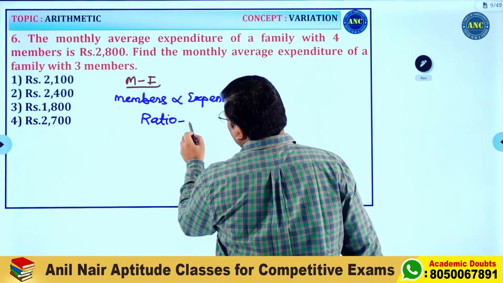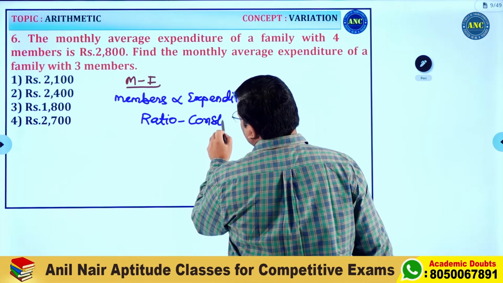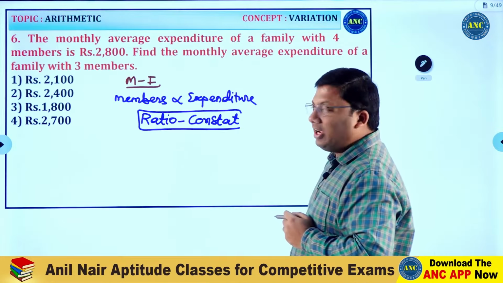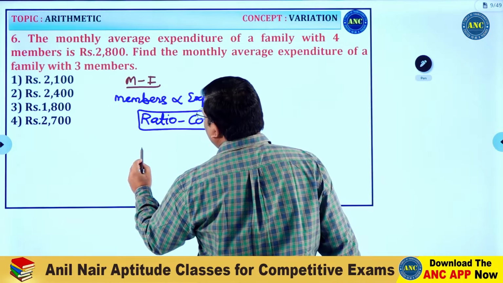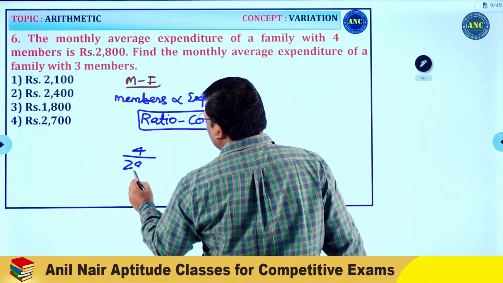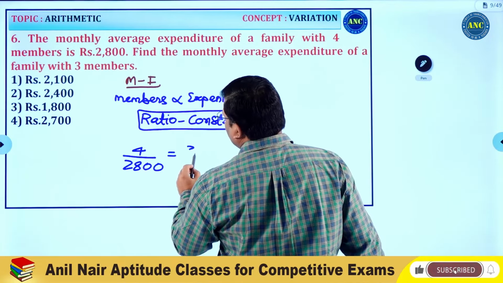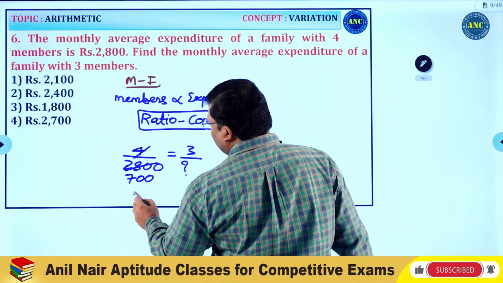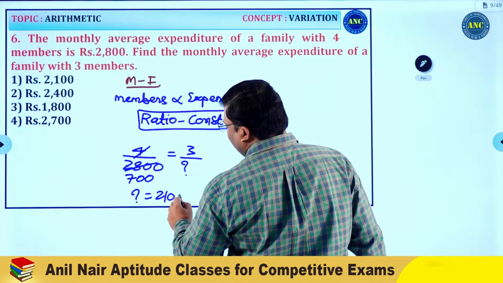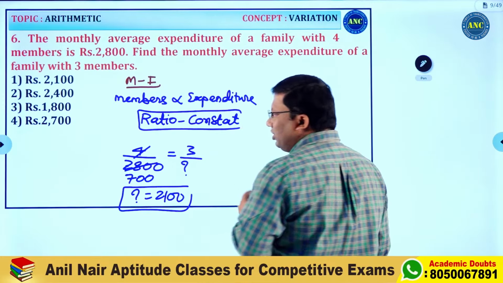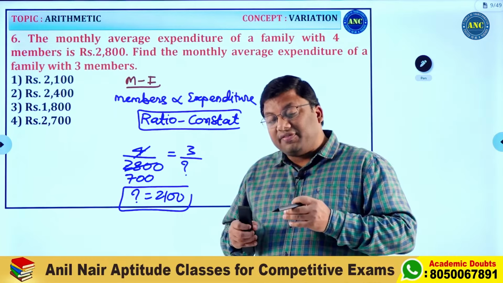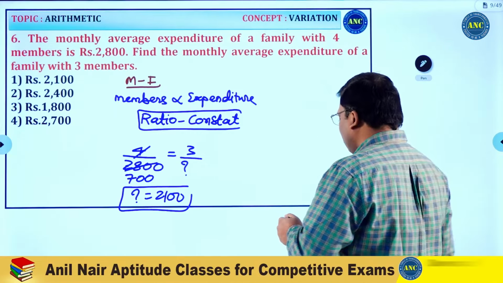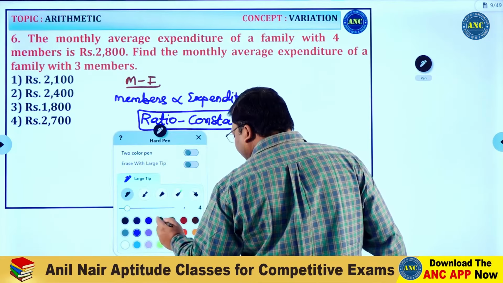In direct proportion, ratio is constant. Ratio constant means 4 by 2,800 is equivalent to 3 by question mark. 4 700s. 700 into 3. It is 2,100. Answer for this question is 2,100. In a family, if the number of members are more, then the expenditure also will be more.